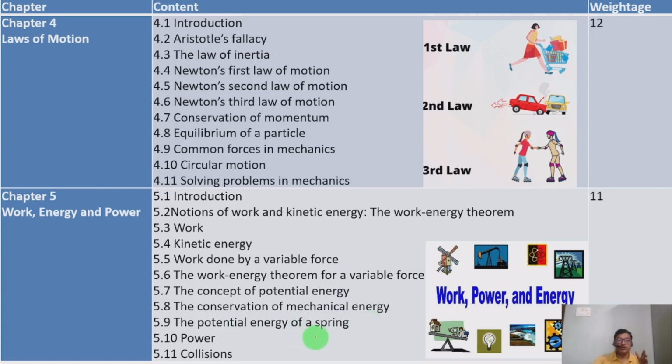5.9, the potential energy of a spring. A spring can contract and expand, and when it is contracted it will have potential energy, due to which it will expand. Okay, that we are going to discuss here. Then 5.10, power. 5.11, collisions. If two objects collide with each other, the energy interactions taking place in the collision we will discuss here. And this fifth chapter has a weightage of 11 marks.